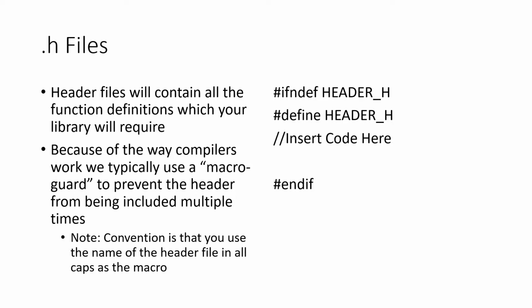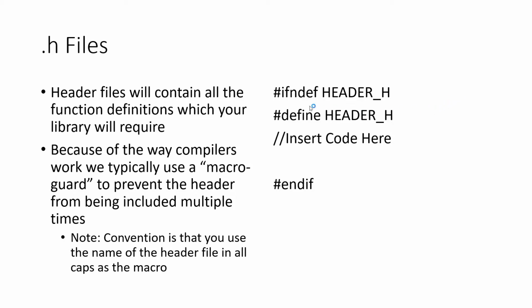And so compilers tend to be kind of dumb about this and don't know if the same library has been loaded over and over and over again. And should this happen, you're going to get cyclic loading errors, and you're going to get linker errors, which are incredibly hard to figure out. So typically we're going to use what we call a macro guard. And what a macro guard is, you're simply adding some code to the beginning and end of your library to prevent it from being included multiple times.